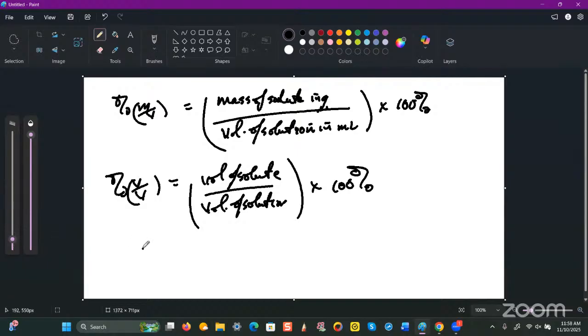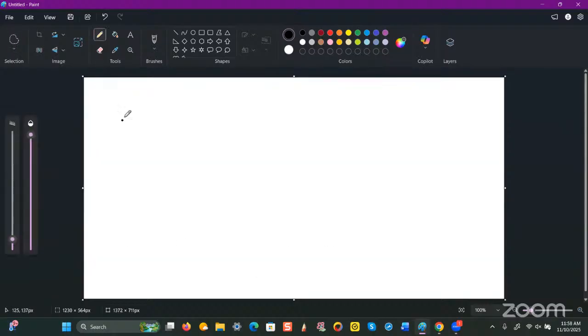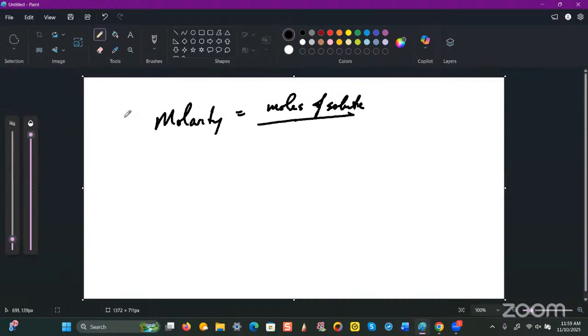A couple more definitions, and then I think I'm going to call it a day. In chemistry, I would say that the most common way of expressing concentration is what I'm about to show you, and that is molarity. So let me write this down. The definition of molarity is moles of solute divided by liters of solution. All right?